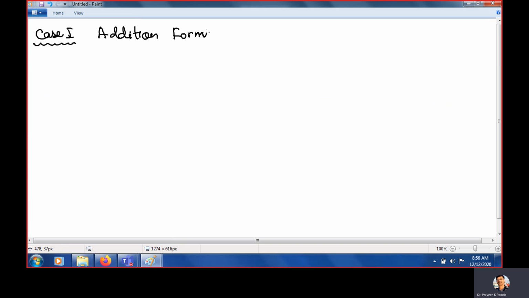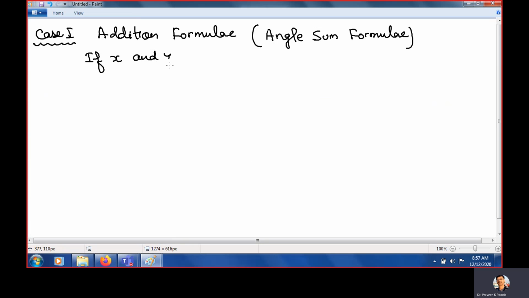It is addition formulae. And there is another name of this. It is angle sum formulae. Clear? So, if x and y are two real numbers, then there are two formulae. One is sin x plus y, another is cos x plus y.